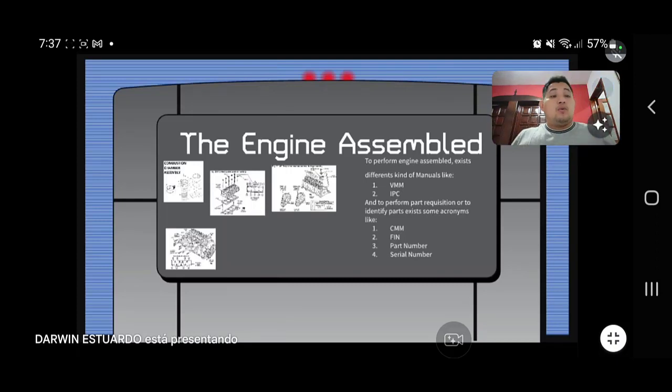Okay, and well, the acronyms, we most need to understand the CMM. Okay, what is the CMM? Components Maintenance Manual. What is the Components Maintenance Manual? The Components Maintenance Manual is like a glue. Okay, it covers, it's more for components, to perform the maintenance.